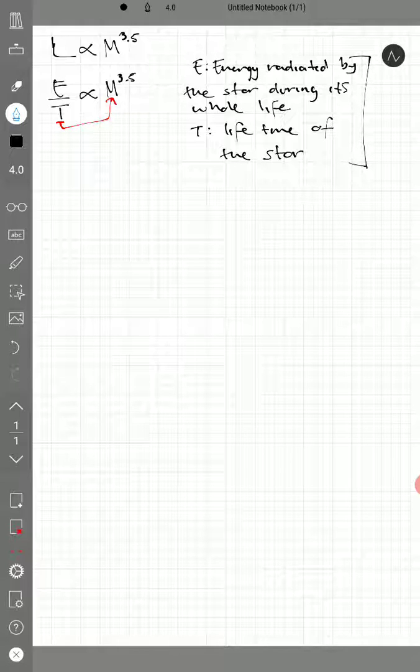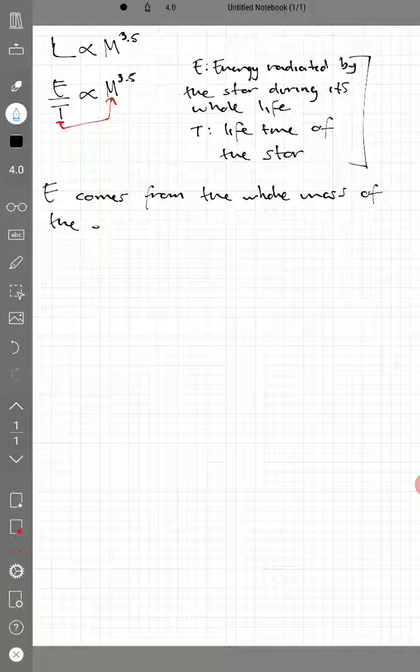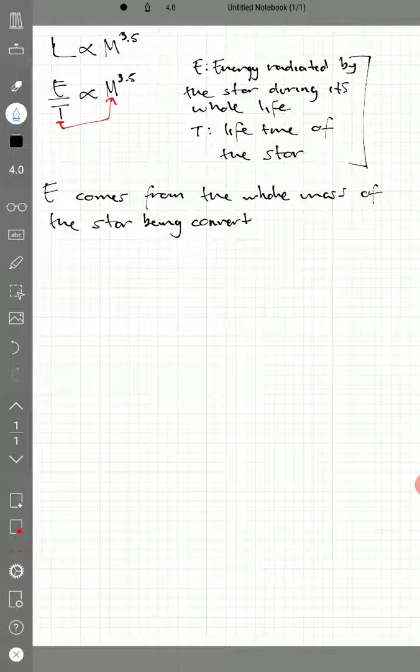Connected to this idea that we're looking at the whole lifetime of the star is the assumption that we're going to make for the next step. So that assumption will be that the energy that the star radiates during its whole life comes from converting all that mass that it has into pure energy. Now, we know that mass can be converted into energy because we've studied nuclear reactions where that happens. So that energy comes from the whole mass of the star being converted into energy.